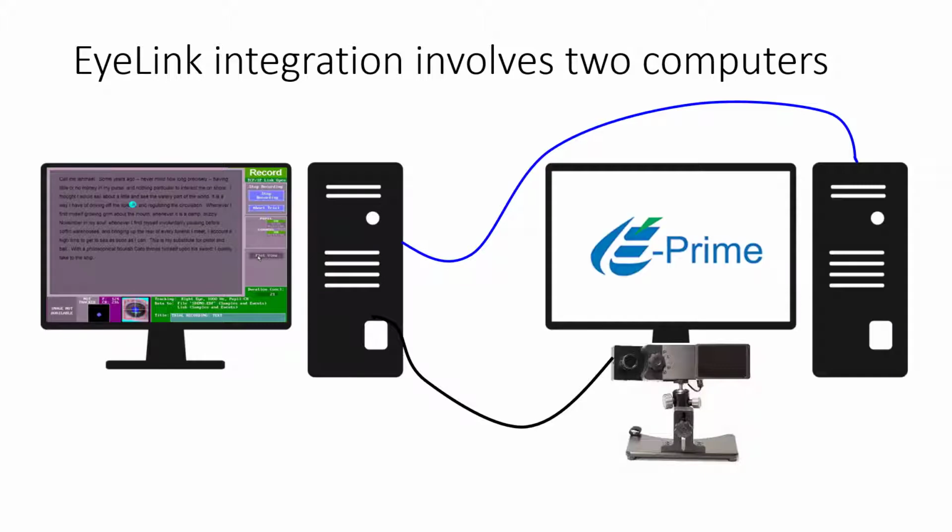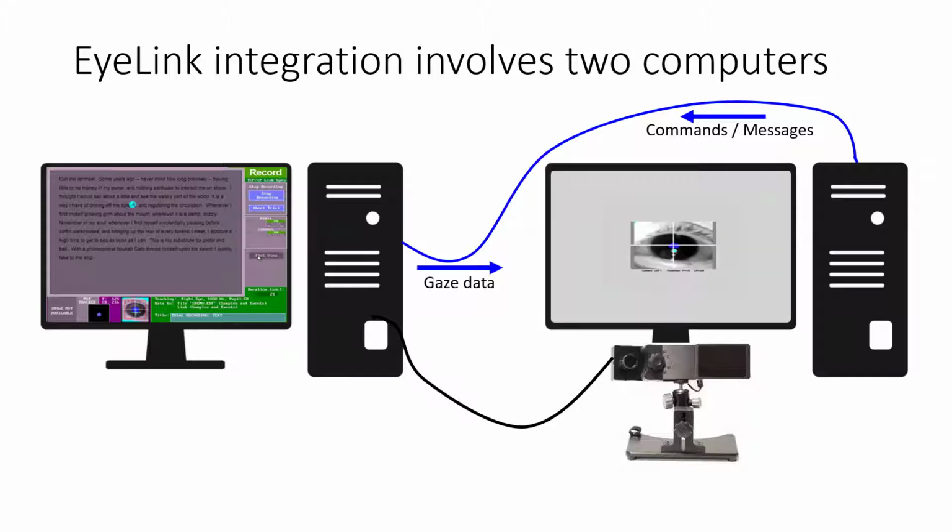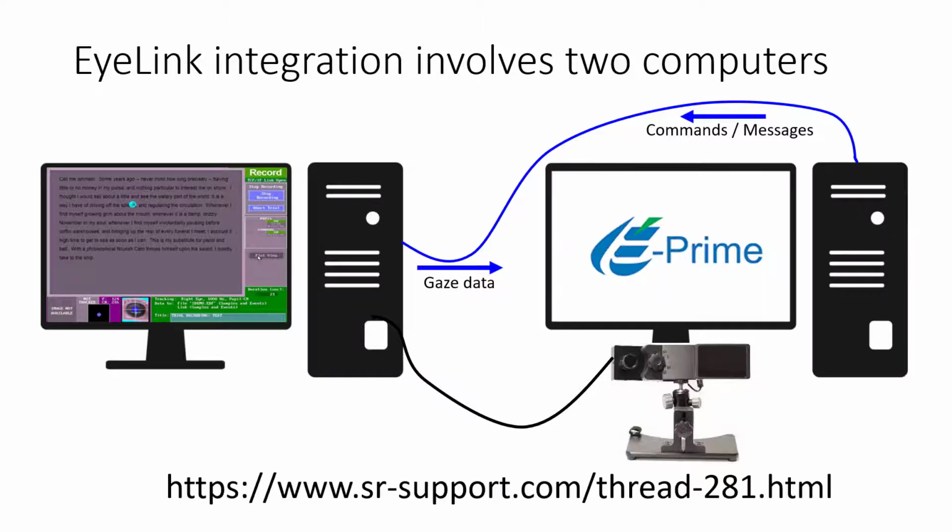The stimulus or display PC runs the stimulus presentation software, which in this case will be ePrime. Critically, the two computers communicate with each other via an Ethernet link. The display PC can send messages and commands to the host PC, and the host PC sends gaze data to the display PC, allowing gaze contingent tasks to be developed. The link also allows various camera setup operations to be performed using the stimulus PC screen. In order for this communication to work, it is important that you configure the display PC's Ethernet address appropriately. Please see the installation guide for your system or this FAQ on our support forum for further details.